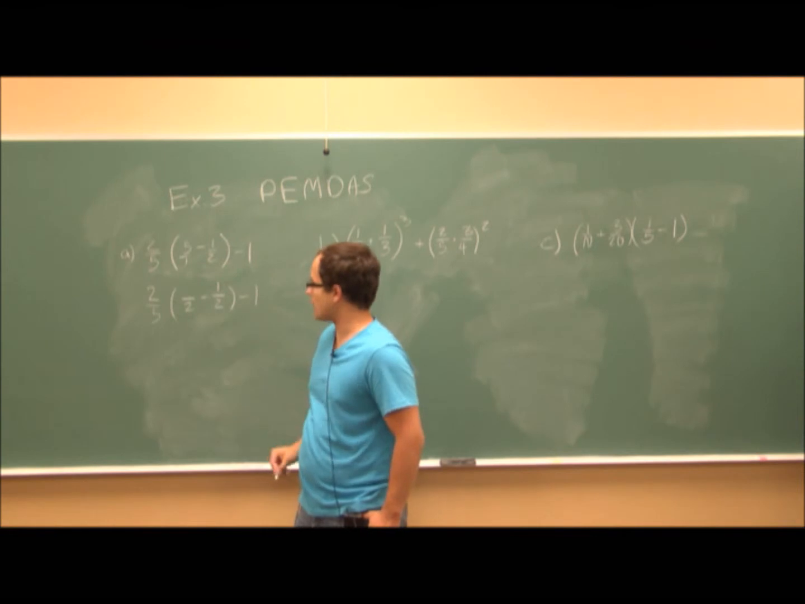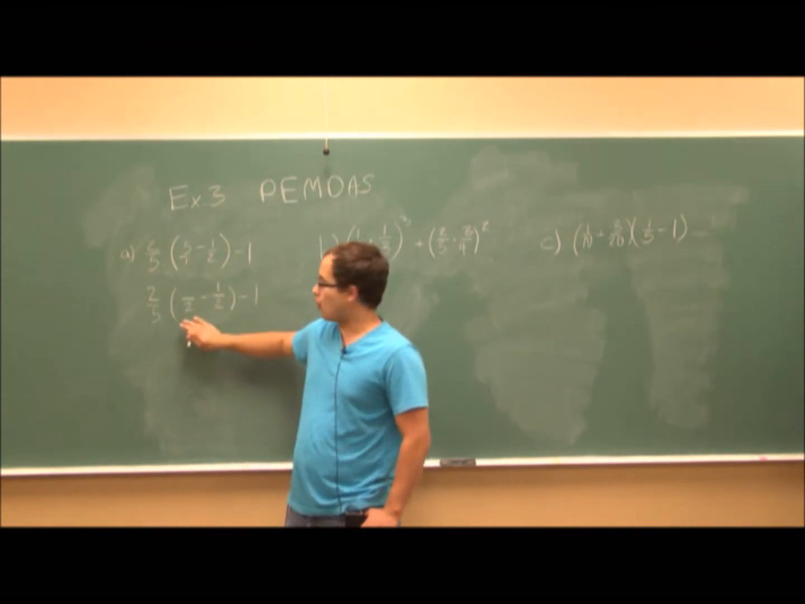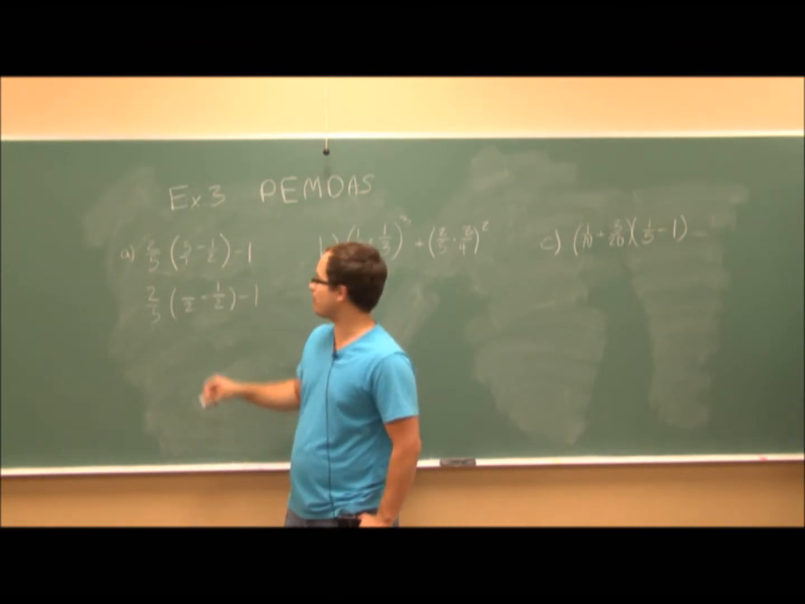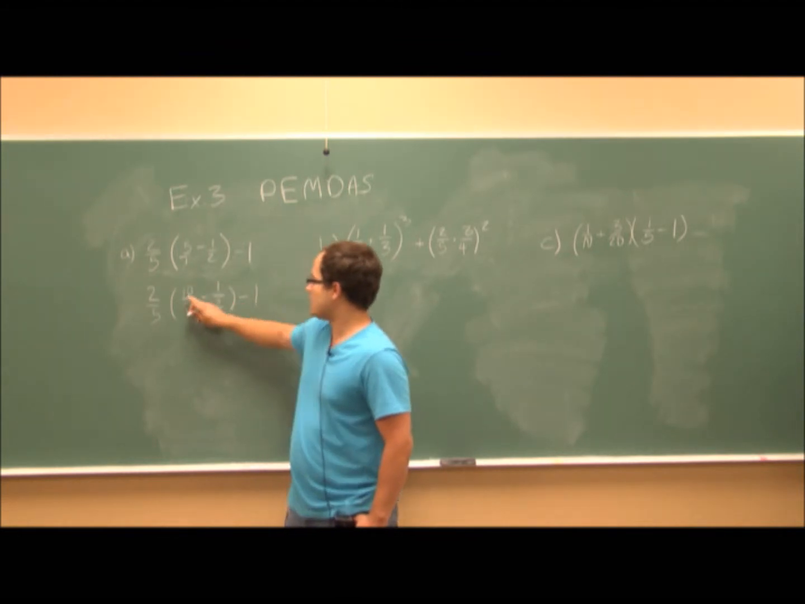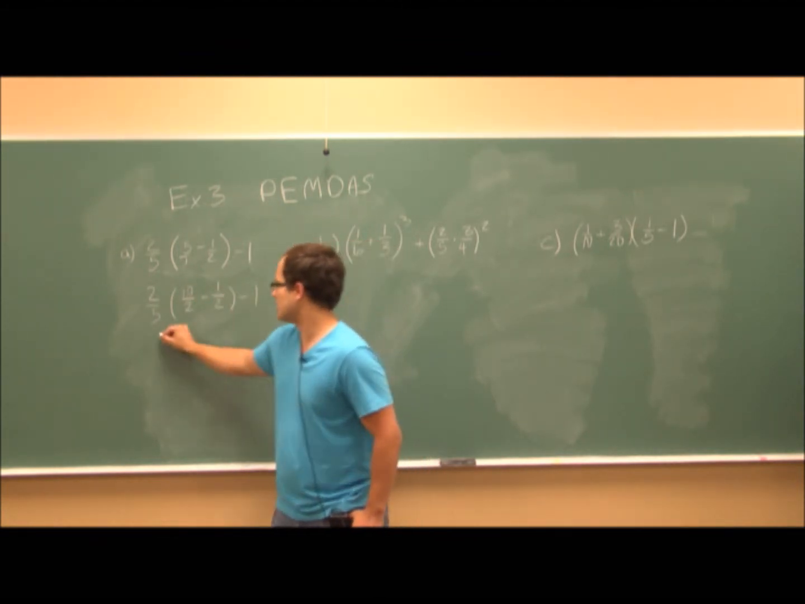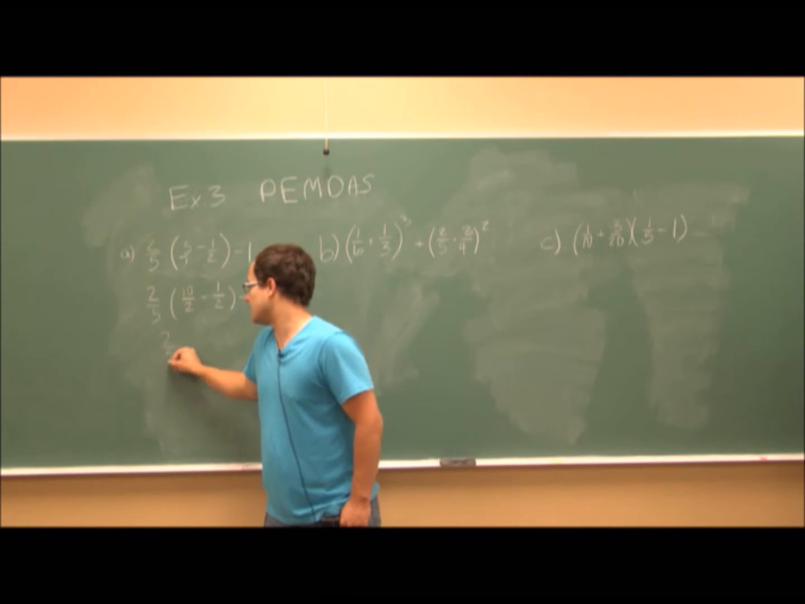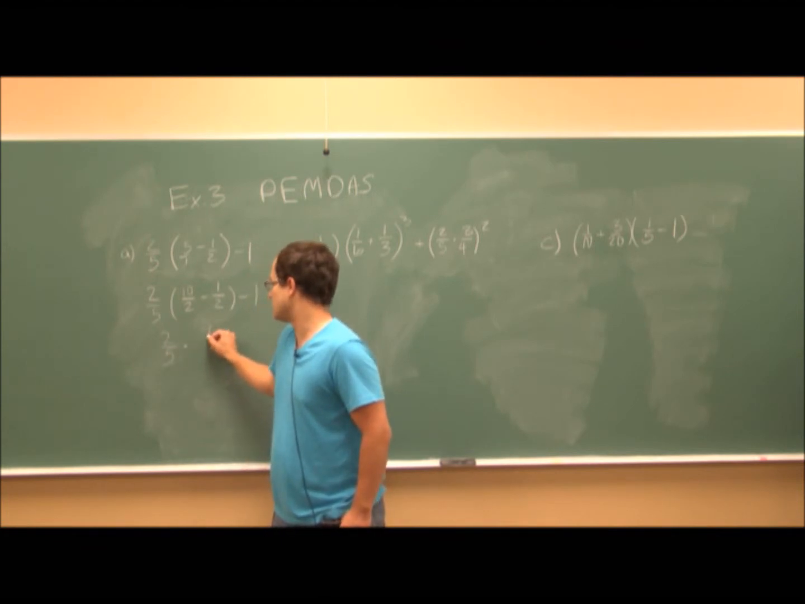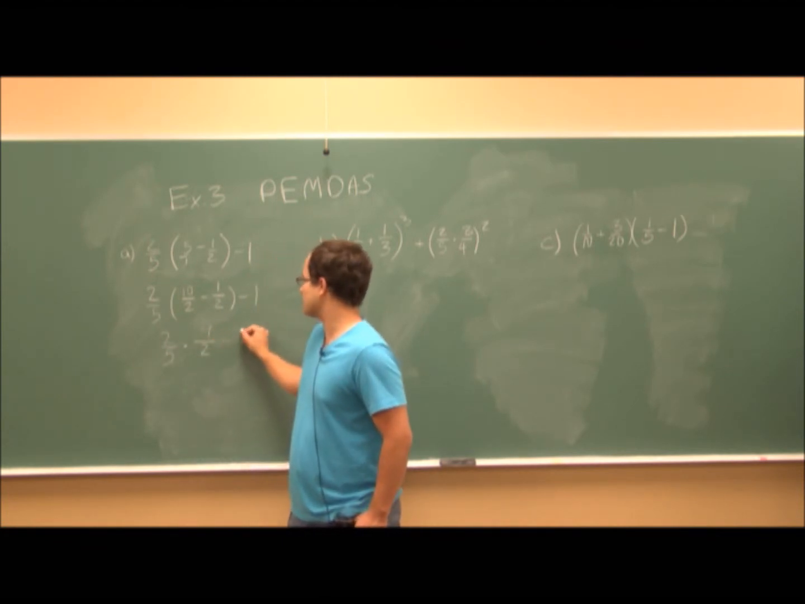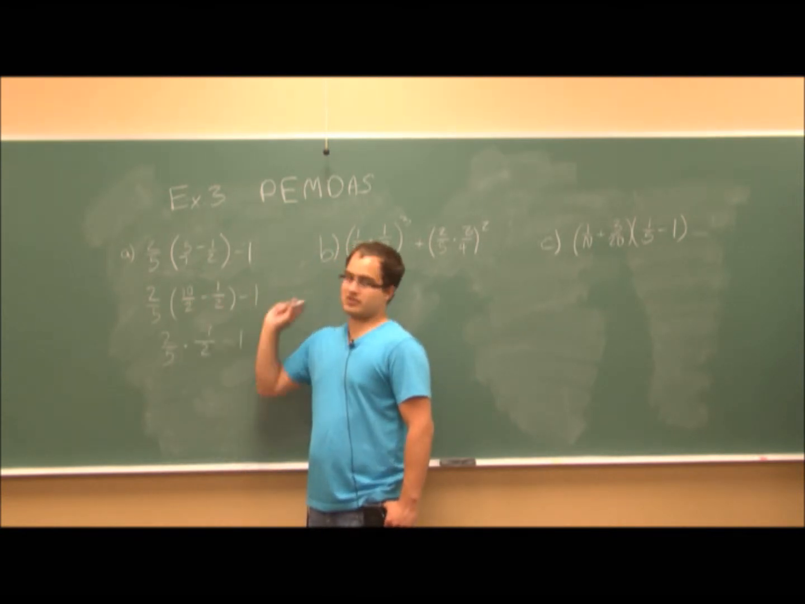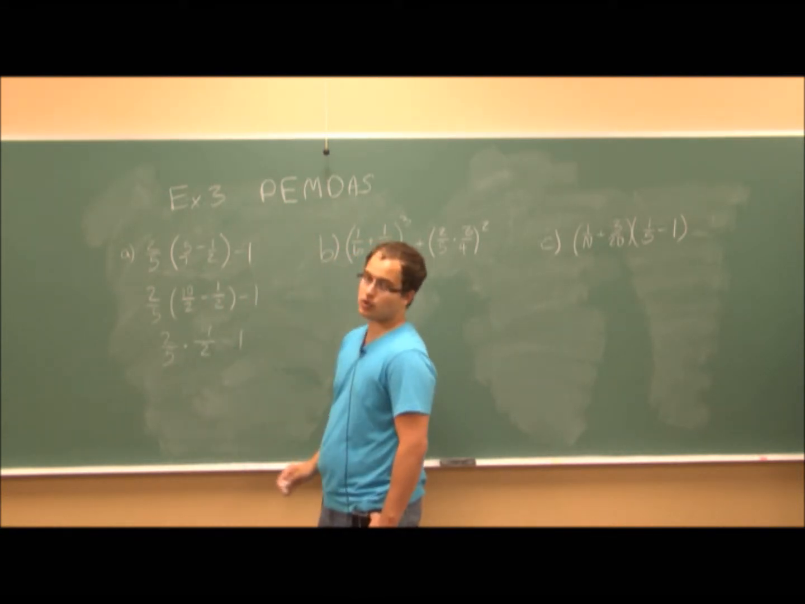Nothing changes here, so it's 1/2. But I had to multiply the 1 by 2, so I have to multiply the 5 by 2, which is 10. Now 10 minus 1 is 9 halves. Now that the parentheses are done, I move on to exponents.